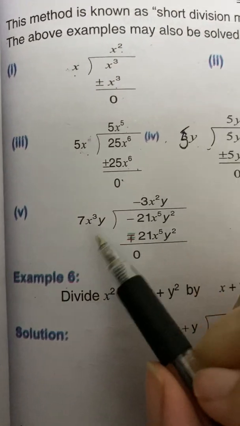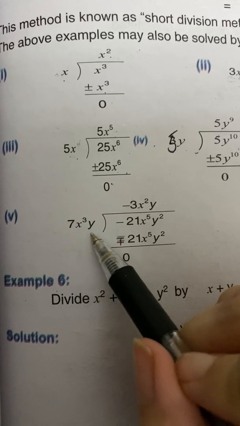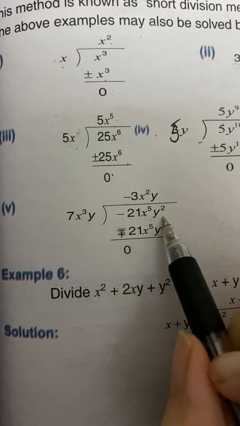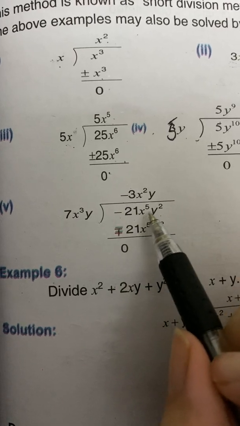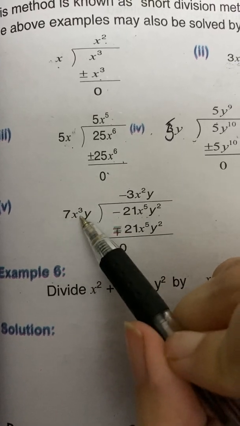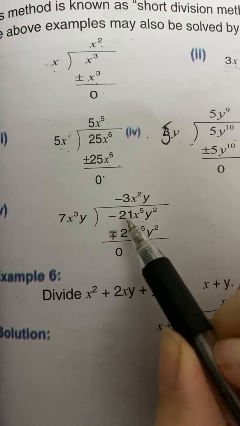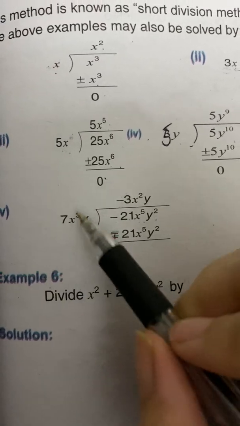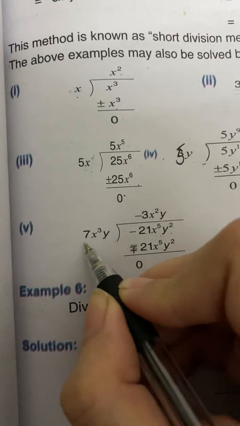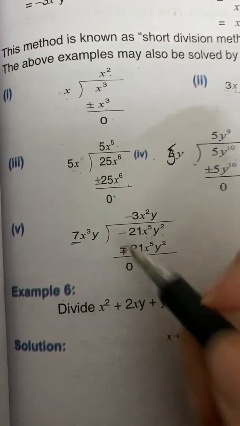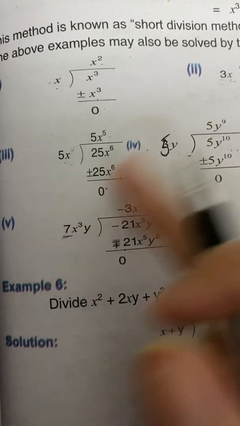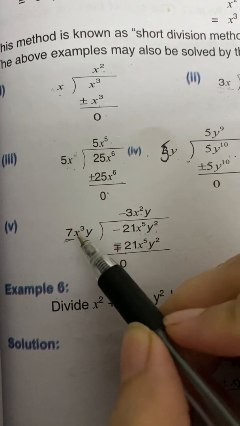Okay, come to this one. We have 7x cube y and minus 21x^5 y square, that is, minus 21x^5 y square divided by 7x cube y. So we have to make it 21 as well as x^5 and y square. We have only a 7 here. Now we know that when we multiply this 7 by 3, we get 21, because 7 3s are 21. But what about x cube?